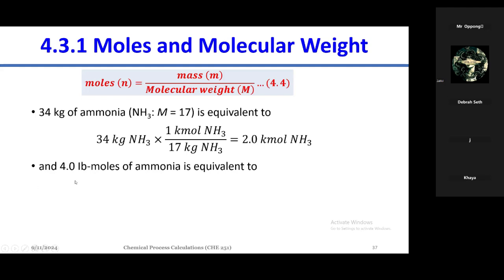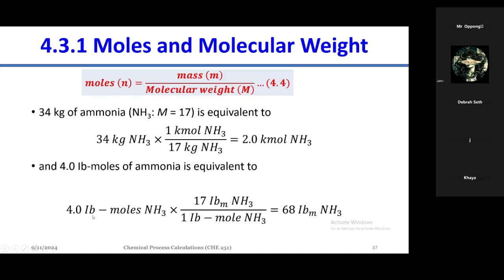So now when you have pound moles of ammonia, because this is now in pound moles, then our molar mass here will now be pound mass per pound mole. We are not going to use kilogram per kilomole, even though the value will still be the same. So 4 pound moles of ammonia, we want to convert that into pound mass, lbm. So you're going to use the conversion factor.